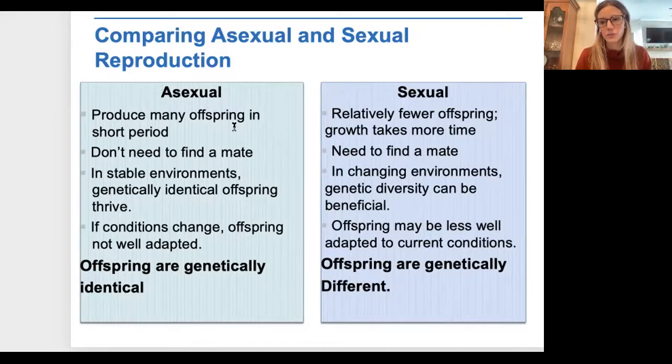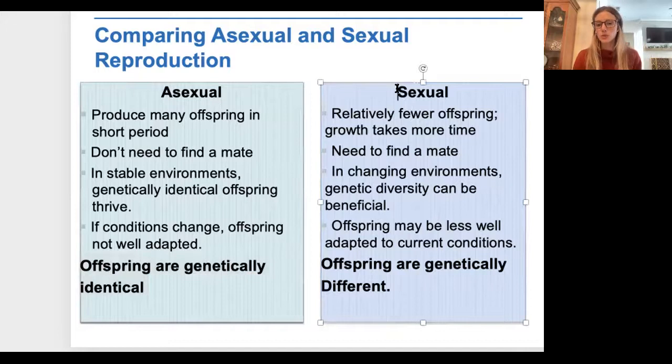So asexual in a stable environment. So that's like where everything's perfect. Genetically identical offspring thrive. So this is where in a perfect environment, you're going to be replicating like the same exact clone over and over again. But so asexual, if the conditions change, the offspring don't do well. So all of the kids die off because they are unable to adapt. So the big takeaway from asexual, I want to make sure you write down, is that the offspring are genetically identical. So asexual, because you don't have a mate and you don't have that extra set of DNA to give you variation, in asexual reproduction, the offspring are genetically identical.